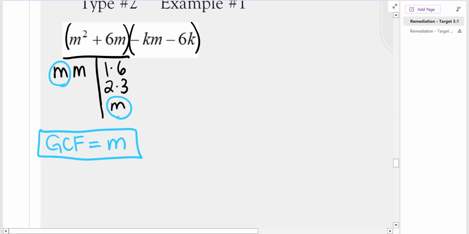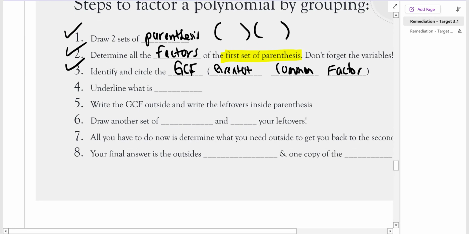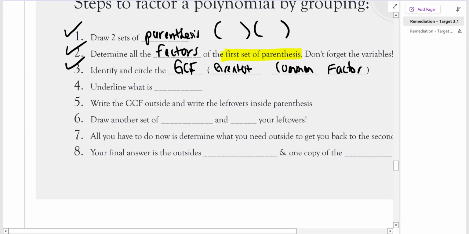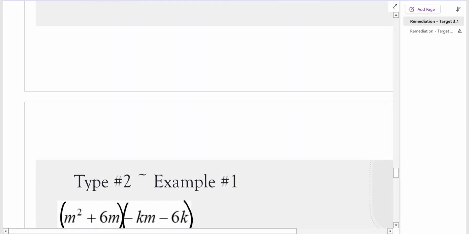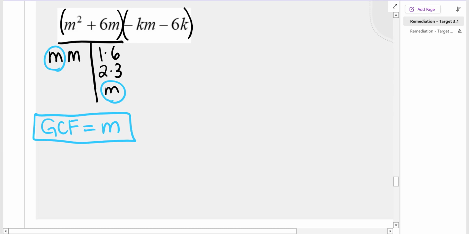Okay, finding the GCF is one of the more difficult steps. Okay, so that was step number 3. Now you're going to underline what is left over. So basically what we're doing is we're taking the GCF out. So from that first group, we're going to do the leftovers. So leftover, we took one M out, so we have one M left over. And then since we took this M away, that means we have the 6 is left over. Okay, because we didn't take that 6 out.